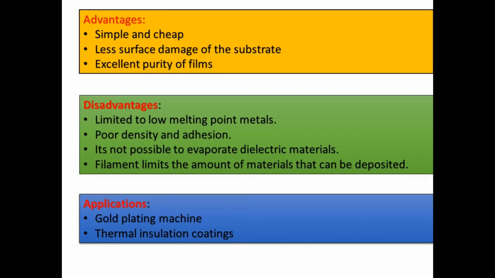Here are some advantages and disadvantages of the technique. It is a very simple and cheap technique. It offers less surface damage of the substrate and excellent purity of the films is obtained. While on the other hand, it is limited to only low melting point metals, with poor density and adhesion. It is not possible to evaporate dielectric materials, and the filament in the heater limits the amount of the material that can be deposited. This technique is used in the gold plating machines and the thermal insulation coating units.